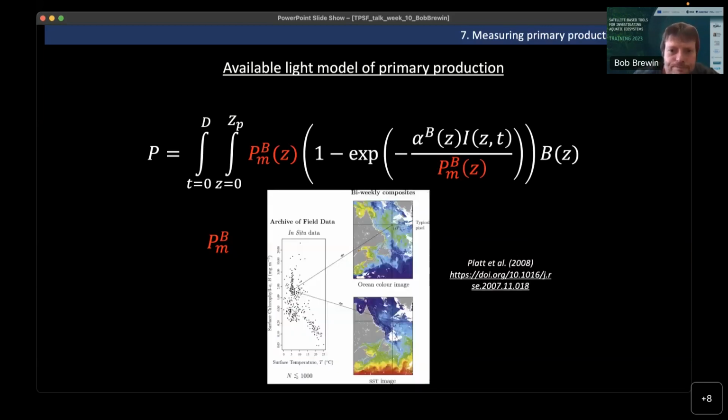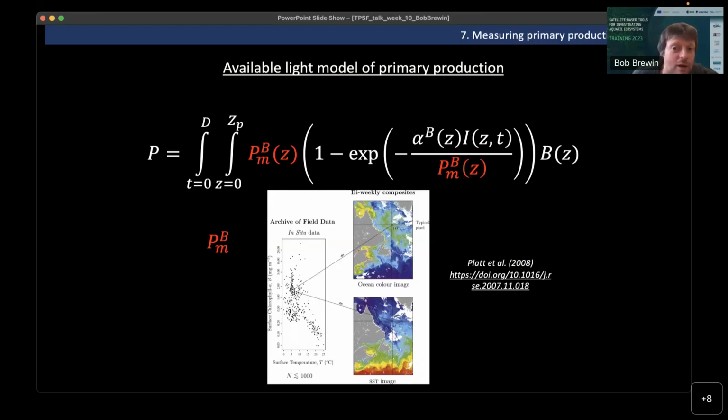Another approach, actually, this was a nice paper published by Trevor and colleagues in 2008, is to use large in situ data sets of PB max and then develop techniques that look into this data set and find, for a given pixel, similar conditions.